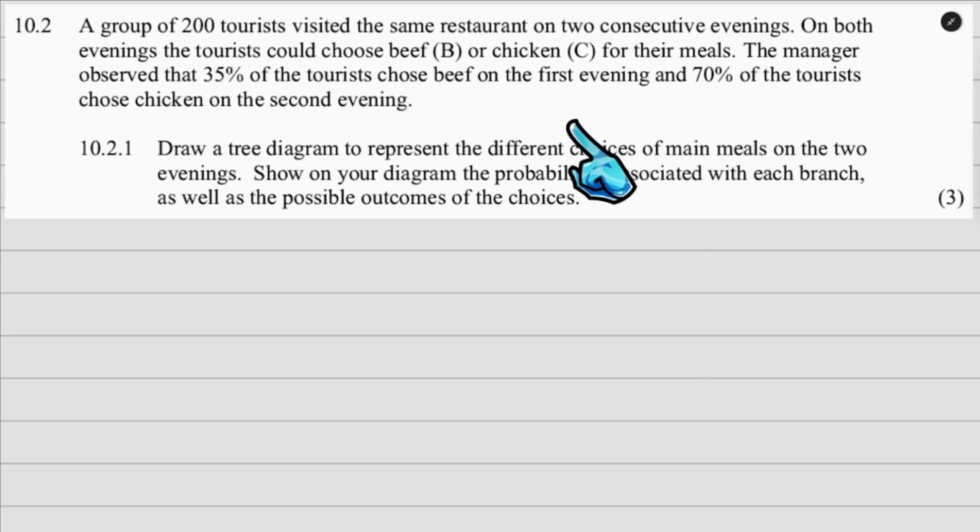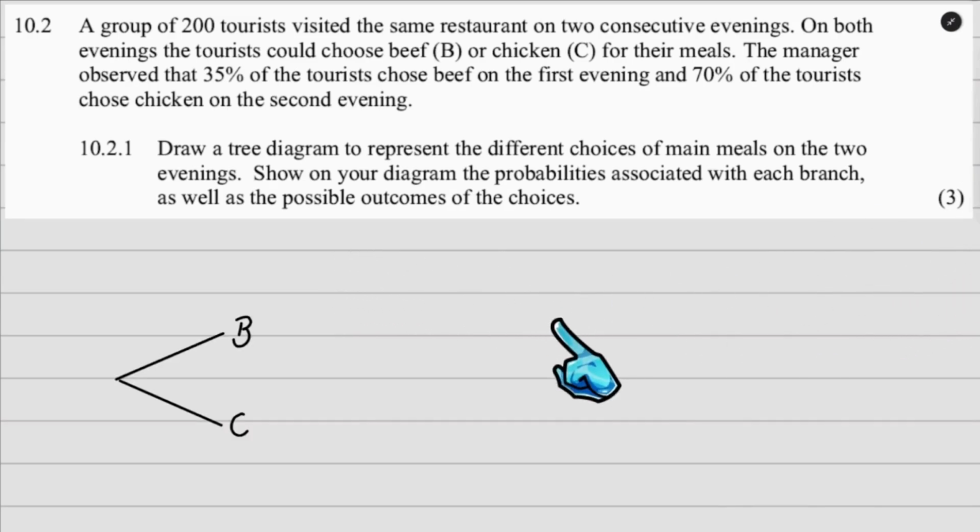on the second evening. And now we need to draw a tree diagram showing the different possibilities for the 2 evenings, and we've also got to get the associated outcomes. So let's start drawing the outcomes for the first evening. So on the first evening, I can make one of two choices. I can choose beef or I can choose chicken. And we've got to get the probabilities associated with that.